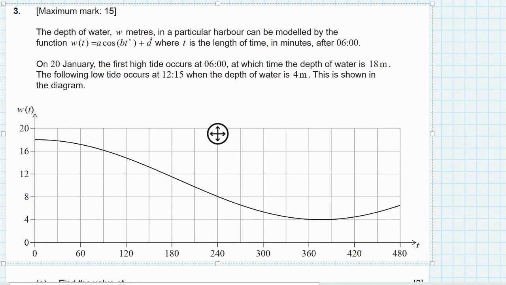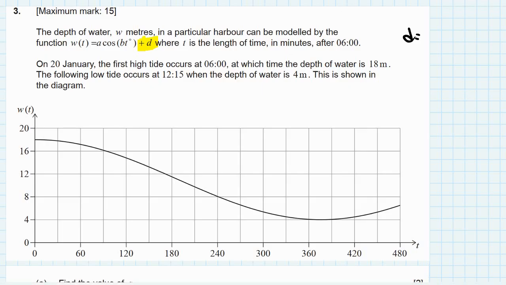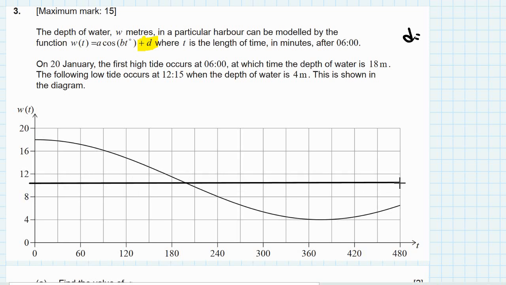I always tell my students to first focus on D. D is the principal line, or the middle line. So basically, if we have a graph like this, the middle of it, approximately in the middle, is the principal line. The principal line is just the maximum plus minimum divided by 2.